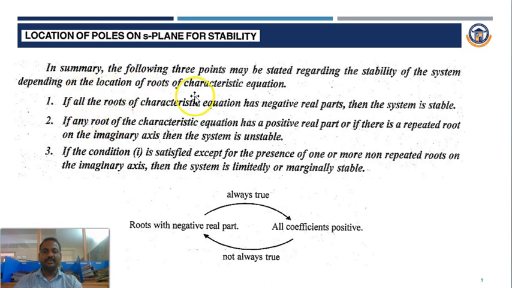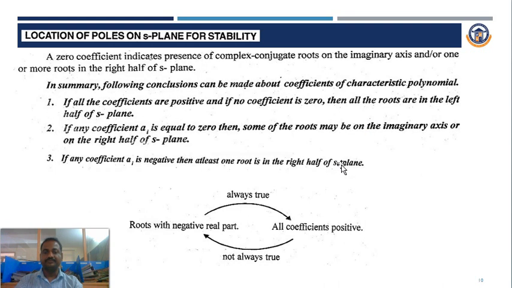So next, in overall summary, the following three points can be regarded to decide the stability of the system based upon the locations of the roots of the characteristic equation. Your first case, if all the roots have negative real parts, then the system is stable. I mean that if the roots of the characteristic equation have negative real parts, then the system is stable. If any root of the characteristic equation has a positive real part, or if there are repeated roots on the imaginary axis, then the system is unstable. If condition one is satisfied except for the presence of one or more non-repeated roots on the imaginary axis, then the system is limitedly or marginally stable.